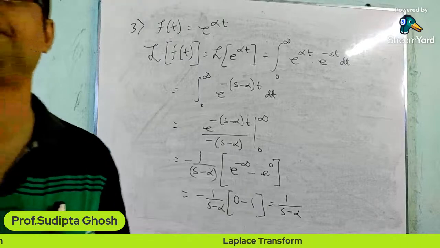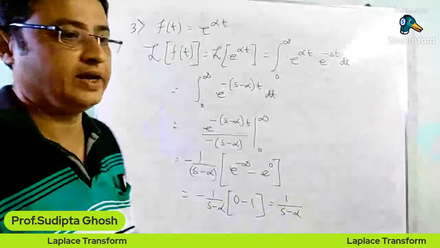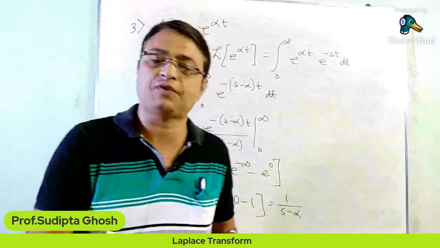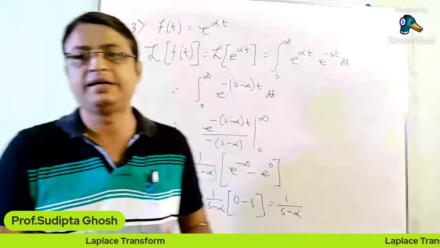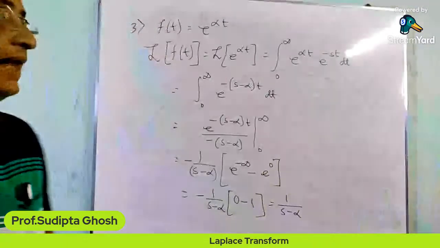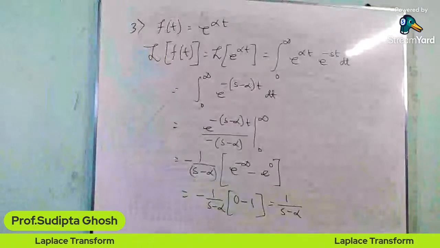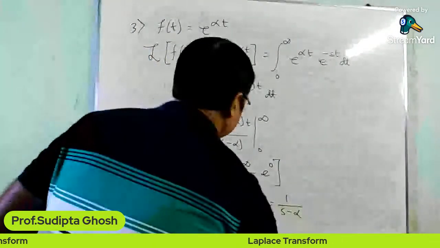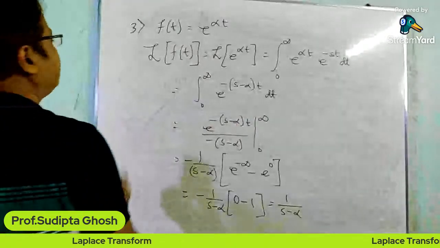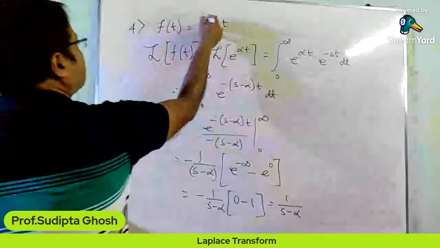Okay, Dipanjan. So up to this we have already used the Laplace transformation to transform three different functions: f of t equals 1, f of t equals t, and f of t equals e to the power alpha t. Let's take the fourth form, which is quite similar to this, that is f of t equals e to the power minus alpha t.